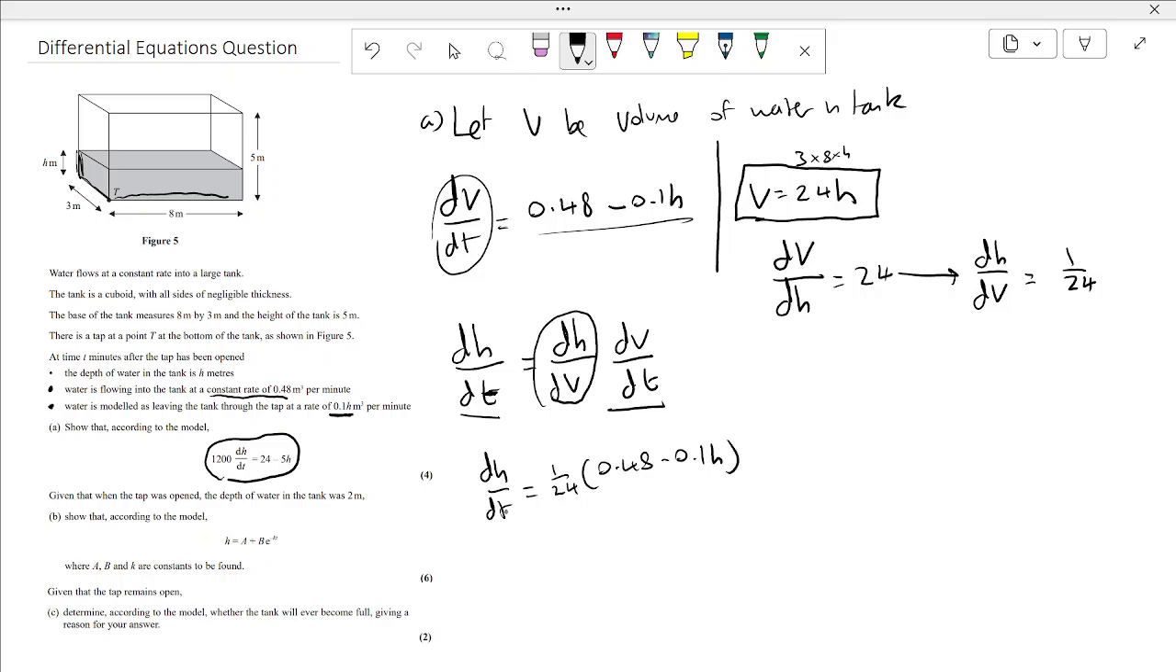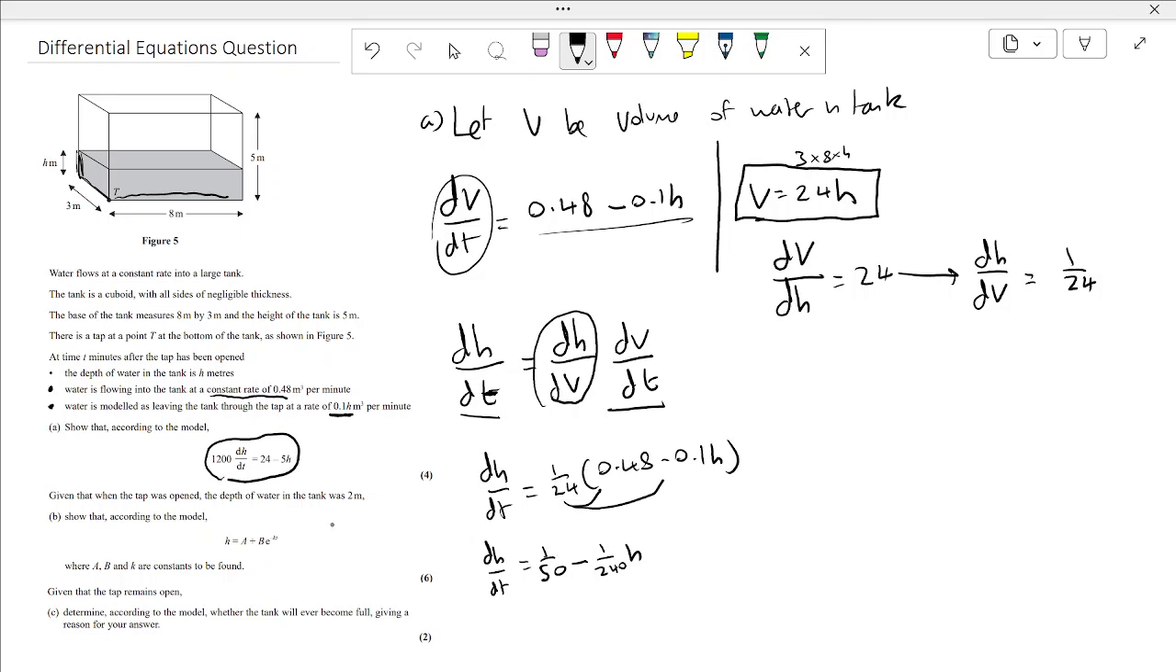And now what I have is an equation involving h and dh by dt, which is exactly what I needed. So I know I'm on the right track. I just need to make these numbers appear. So let's just simplify, right? So use a calculator. So this would give you 1 over 50. I'm expanding it out. This would give you 1 over 240 h.